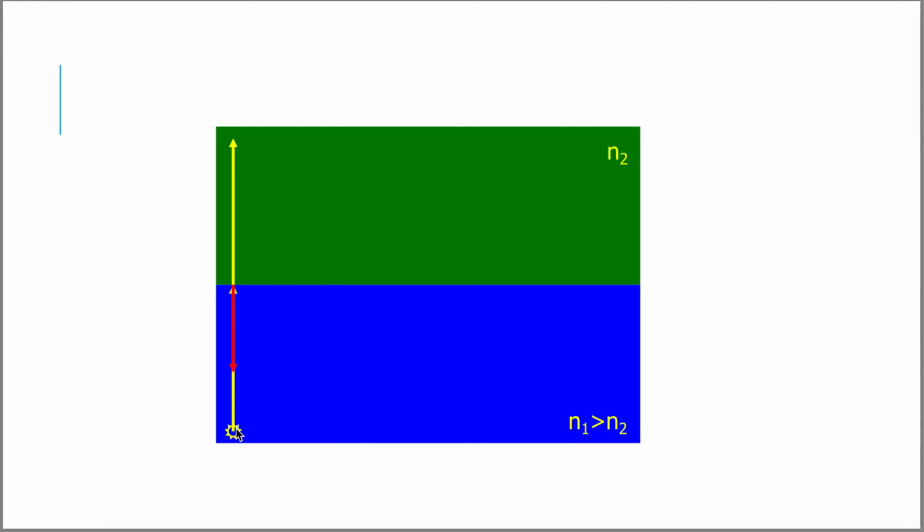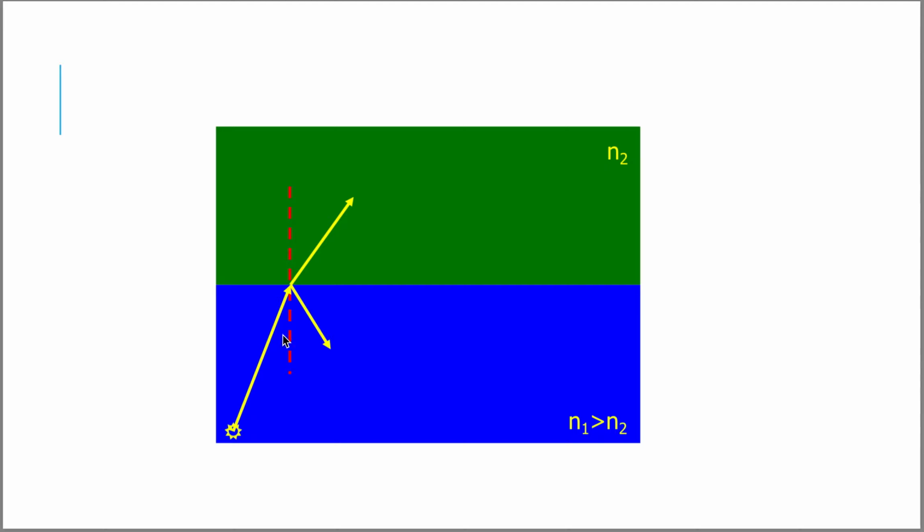What we have here is a source of light in a medium with index of refraction n1 that is greater than another medium here, which has a smaller index. So when the light is incident perpendicularly to that boundary, part of that light is going to be reflected straight back, and part of it is going to go into the other medium.